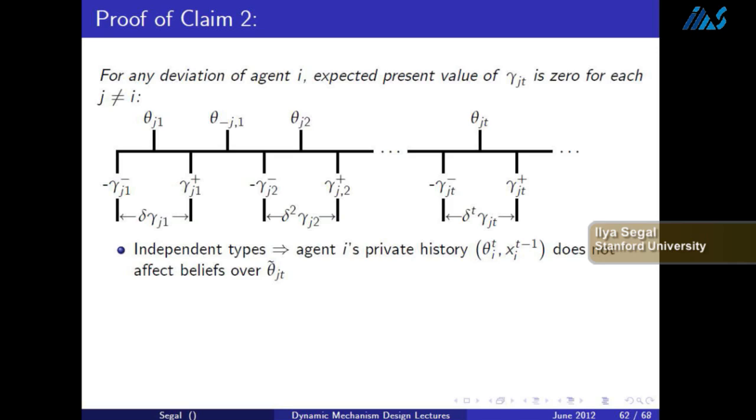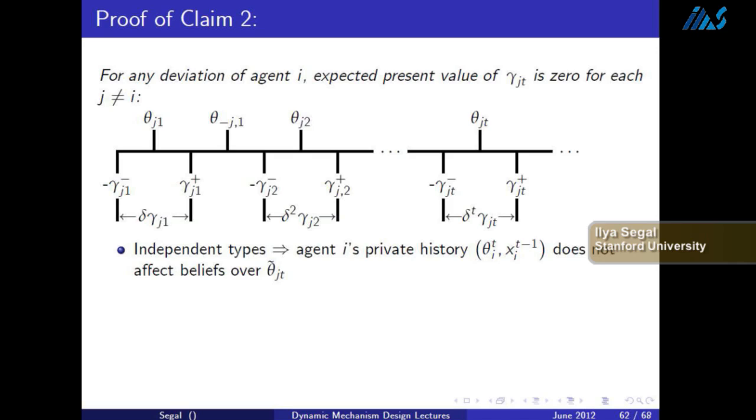Here's how we wrote it. This is the timeline, and time goes on. Agent j is getting these incentive payments. In the first period, before agent j observed his type, he is getting minus gamma 1 minus. Then after he observed his type, he is getting plus gamma 1 plus. Then the types of the other agents are observed. Then we get into the second period.